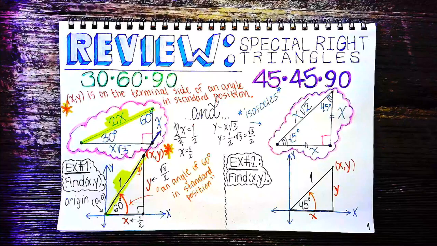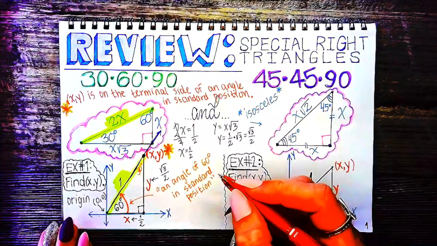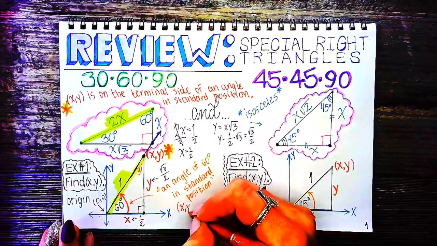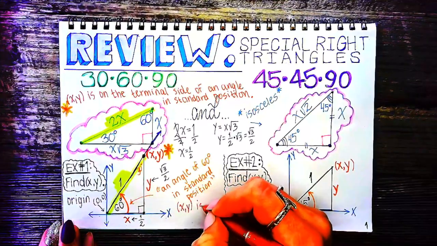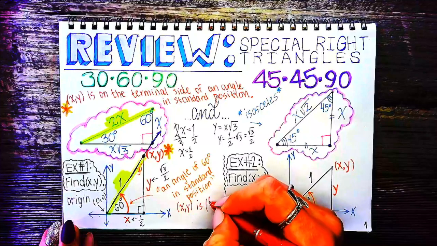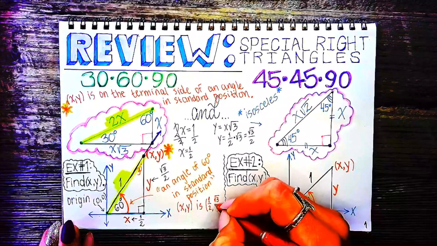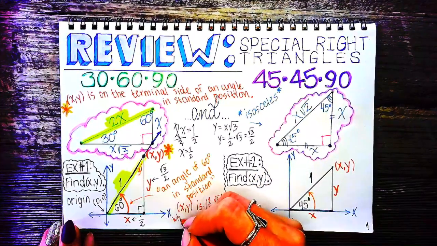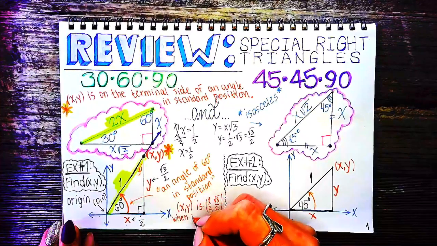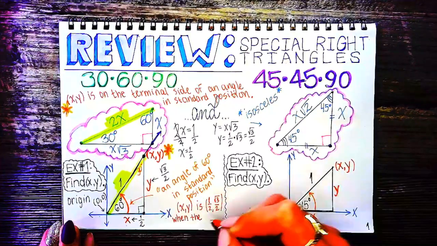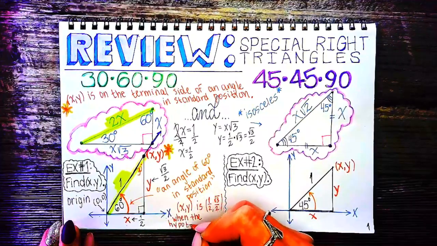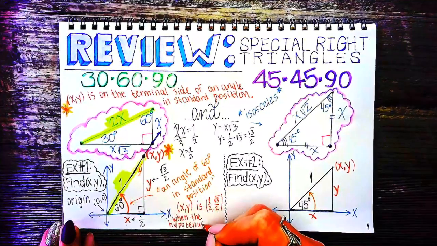Another thing that is important to mention before we move on to our next example: although the ordered pair is 1/2, radical 3 over 2 for this 60-degree angle in standard position, it is dependent upon the fact that the hypotenuse is one unit. All 30, 60, 90 triangles are similar to one another as demonstrated by x, x square root 3, and 2x. However, they will all vary by a scale factor.